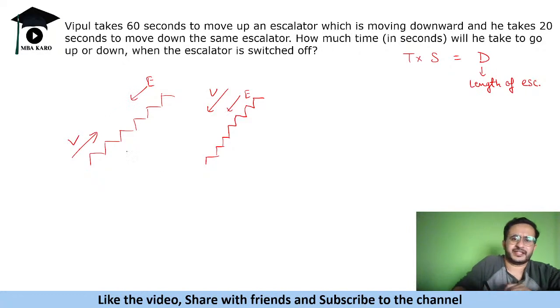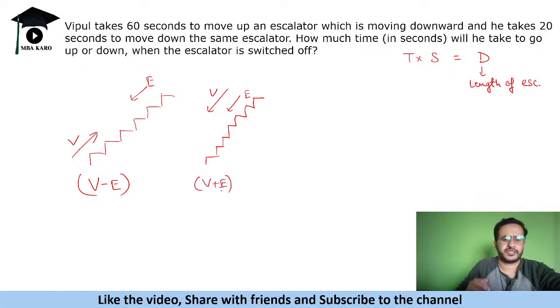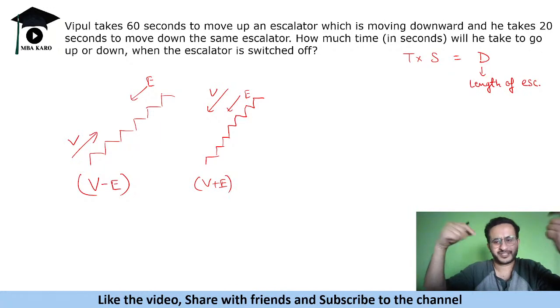If he is moving up, the escalator will push him back, so his net speed will be v minus e. Let us call his speed v and the escalator speed e. In this case the speed is v plus e, because he is moving down and the escalator is also going down, so that is adding to his speed. Both speeds add up.